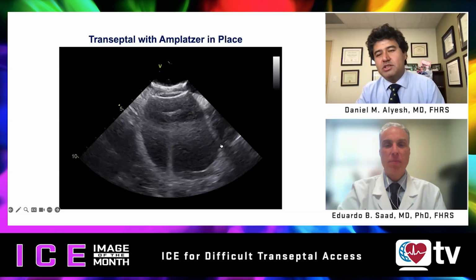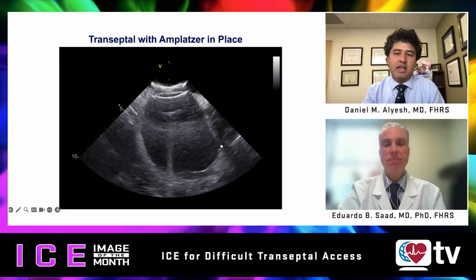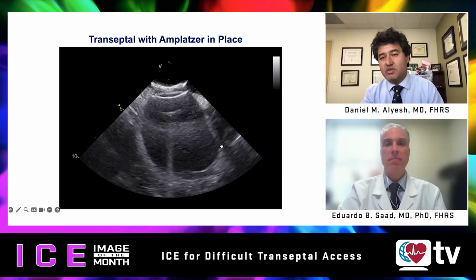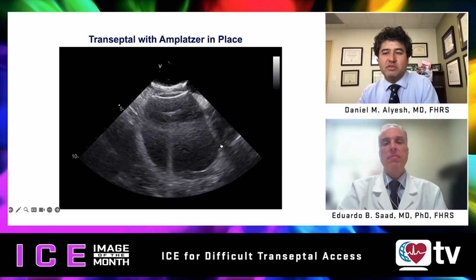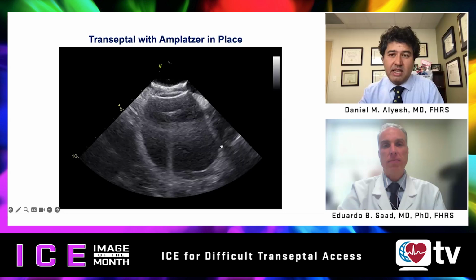So, Amplatzer devices. I think ICE makes these procedures easier because you can understand where there is thin septum that we can go through around the Amplatzer device. And I think this is a source of anxiety for a lot of operators, getting around these. And I think you illustrate a perfect example of how we often get around these. And this is not visible with fluoro guidance. This is really the best way to use ICE to get this done. So I'll let you narrate this video.